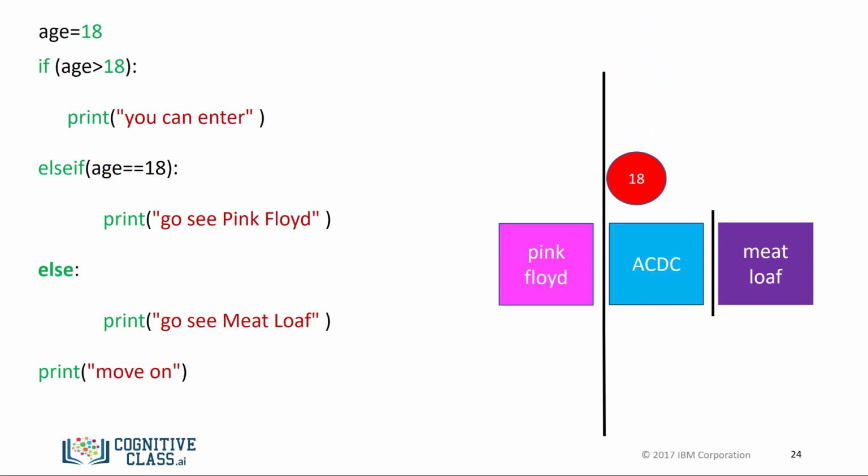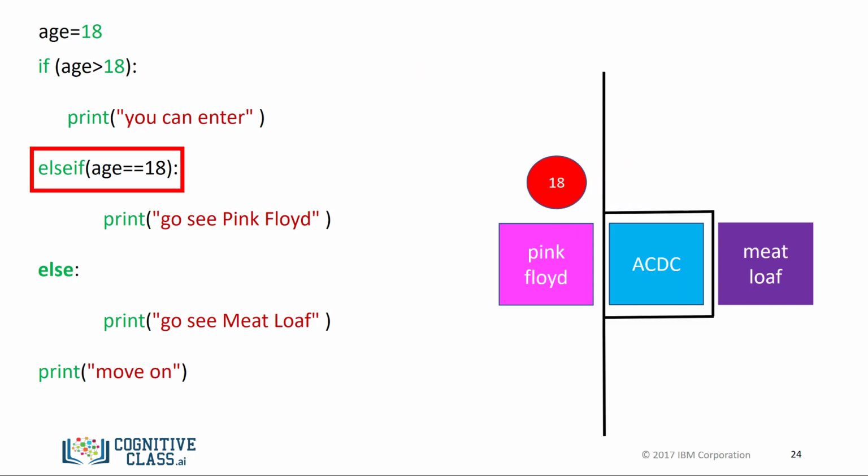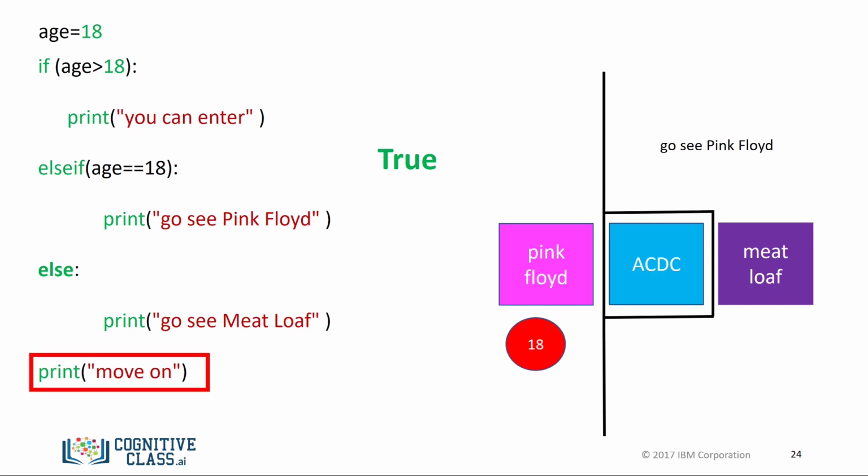An 18-year-old enters. They are not older than 18 years of age. Therefore, the condition is false. So the condition of the else-if statement is checked. The condition is true. So then we would print, "Go see Pink Floyd." Then we would move on, as before.